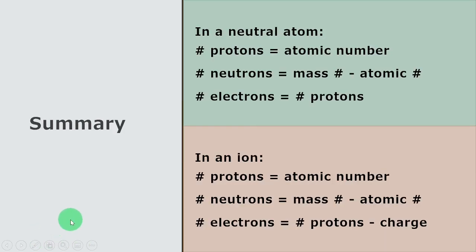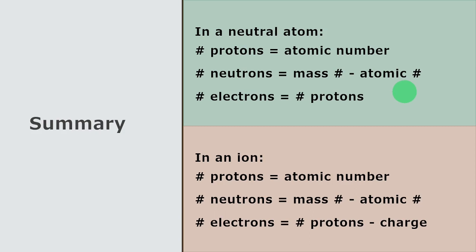So, as a summary, in a neutral atom, the number of protons is equal to the atomic number. And that is the defining characteristic of an element. The number of neutrons is equal to the mass number minus the atomic number. You will either be given the number of neutrons or the mass number if you are given a problem asking you for either one of those.